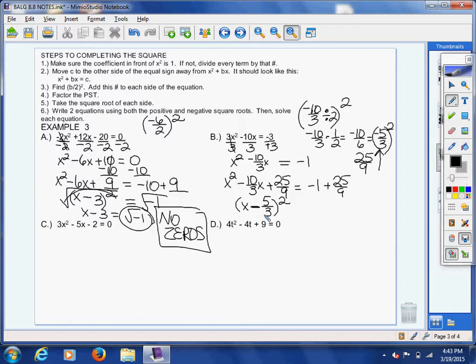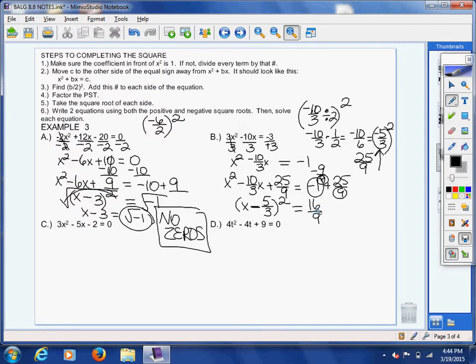Now you're going to have to do a little bit of addition here, actually technically subtraction. We've got to take -1 and add 25/9 to it. You can rename -1 as -9/9 so that these two numbers have the same denominator. I wouldn't leave it as a whole number. That way they have the same exact denominator. And then just do -9 plus 25, which is 16/9.